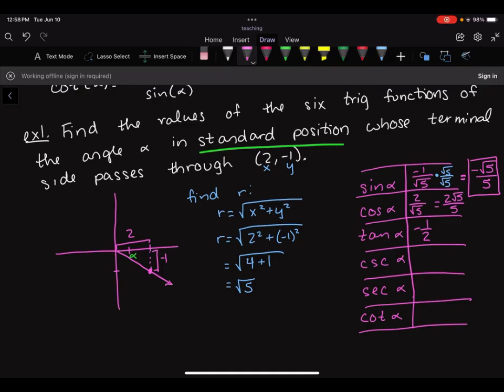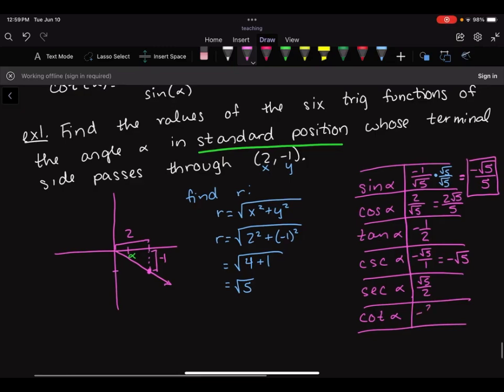Cosecant is going to be the opposite of sine, so that's going to be -√5 over 1, which simplifies to just -√5. Secant is the opposite of cosine, or you can think of it as r over x, so that's going to be √5 over 2. And cotangent is x over y, or you can think of it as the opposite of tangent, so that's going to be -2 over 1, so just -2.